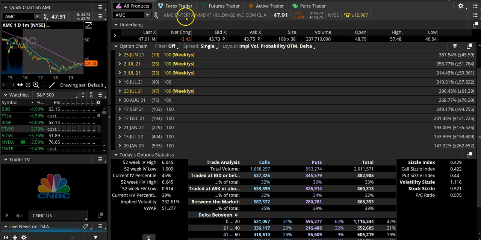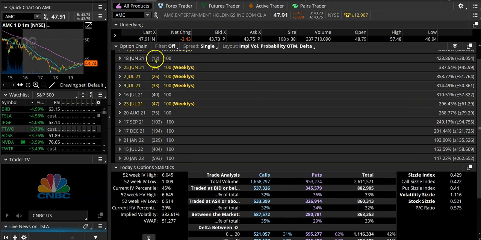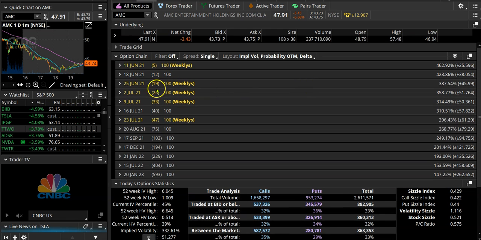So I picked AMC, obviously, as the stock. This is the last price as of Friday afternoon, 47.91, and these are the option chains right here. There's a couple of option chains before the 25th of June, but I'm picking the one with 19 days left. It's a short amount of time, so we can get a few more examples in, but at the same time, it's close enough to watch it.